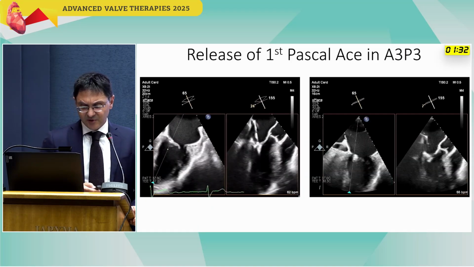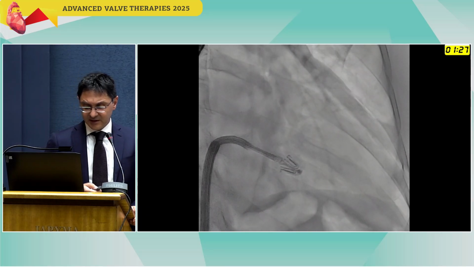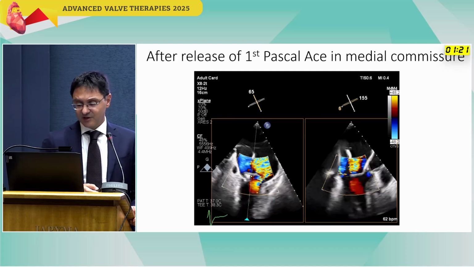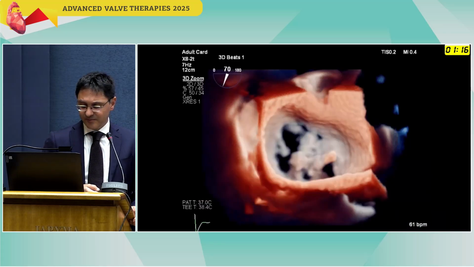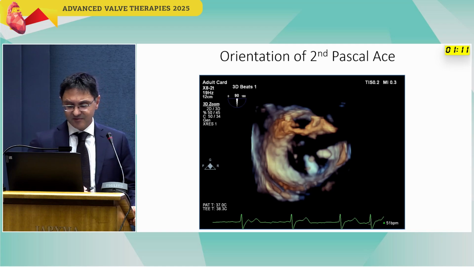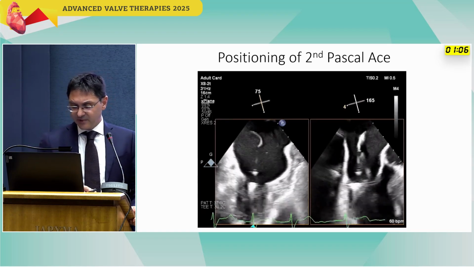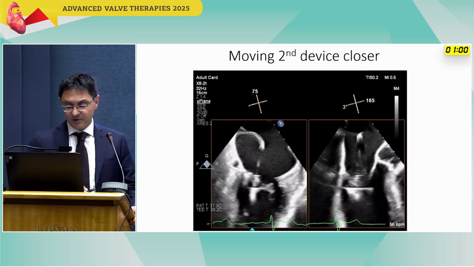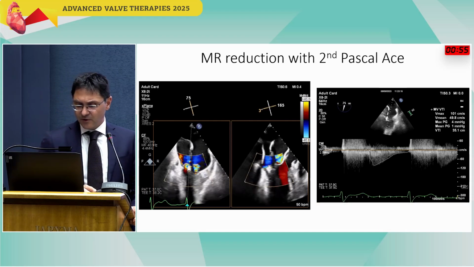We were confident about the clasping of the device, so we released it; here we see fluoroscopically the release of our first ACE device, and this is the outcome after the release, which was quite acceptable at the area of the first device. Here's the glass view. Positioning of the second PASCAL ACE device, also a counterclockwise rotation, and we see here the clasping of the device after we moved the second device closer to the first one. So I will move on.